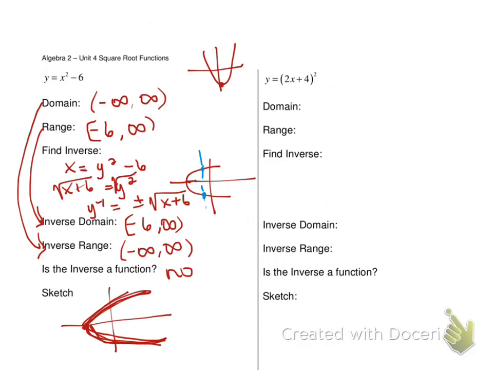Okay, so the domain of this function. So you might want to draw a little sketch of it or put it in your calculator and see. This one is going to shift to the left 2. So it should look like that. I'm going to double check in my calculator, but give you some time to type it in. So 2x plus 4 squared.